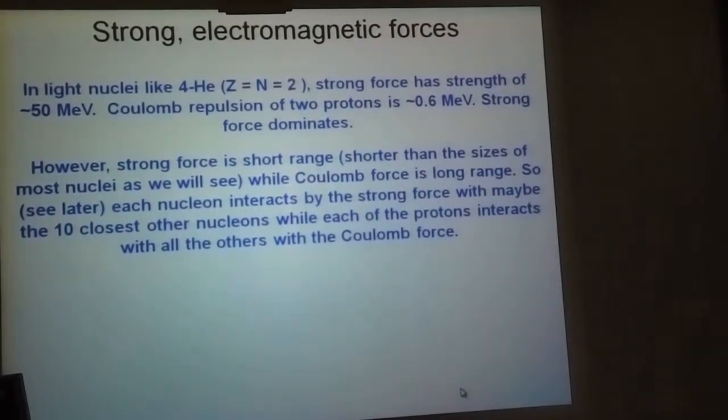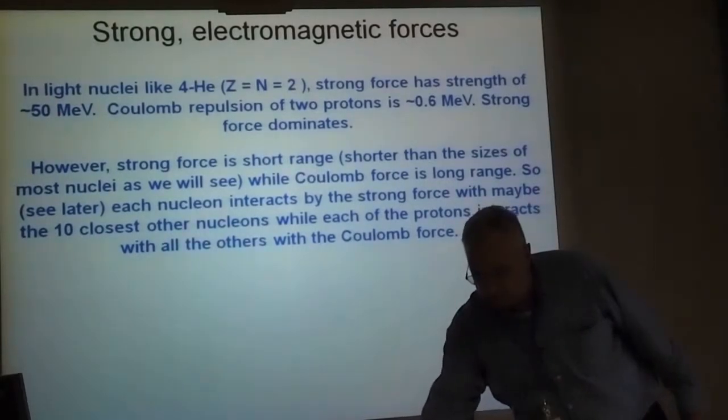If each nucleon interacts with 10 others and you have 10 nucleons, that's 100 interactions. If you have 20 nucleons, that's 200. If you have 50, that's 500. So it's linear. On the other hand, the Coulomb force is long range. And so that means that every proton interacts with every other proton in the nucleus.